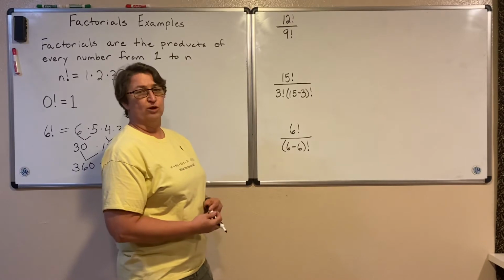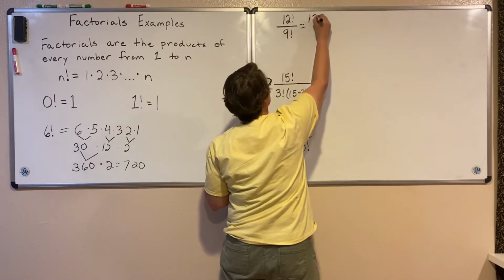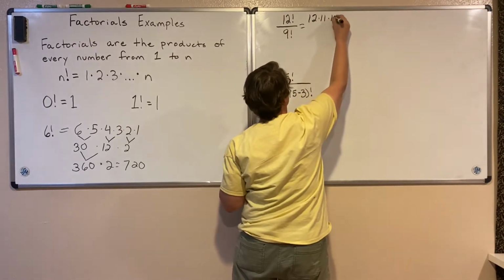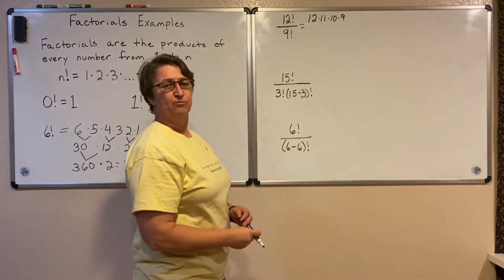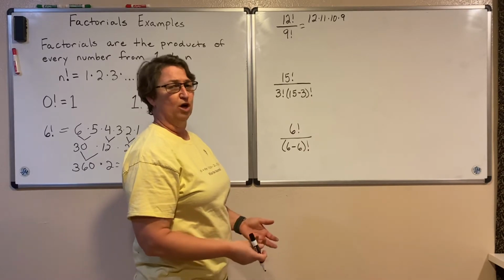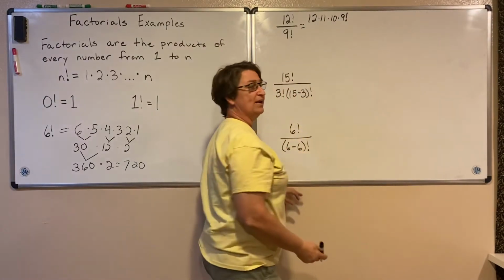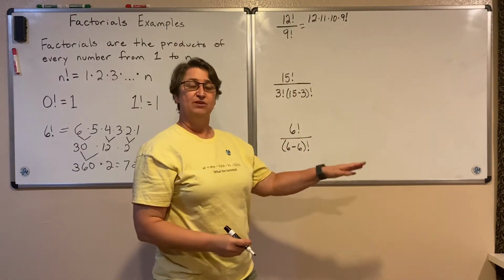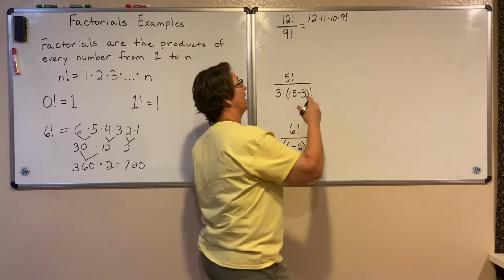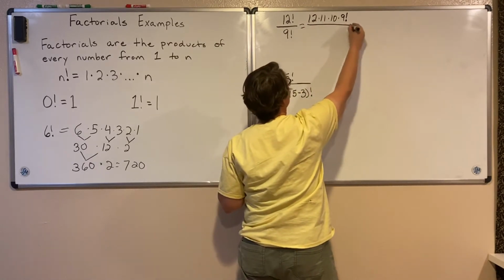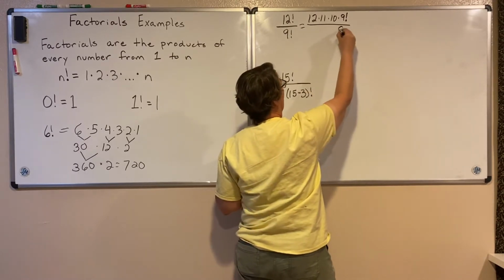Here I have 12 factorial divided by 9 factorial. So I could count all the way down: 12 times 11 times 10 times 9 times 8 times 7 times 6 times 5 times 4 times 3 times 2 times 1. Or at this 9 factorial, if I stop at 9 and write it as 9 factorial, that means 9 times 8 times 7 times 6 times 5 times 4 times 3 times 2 times 1. So I can stop there. This is another way to write that 12 factorial. And I stopped here because I saw the 9 factorial on the bottom.